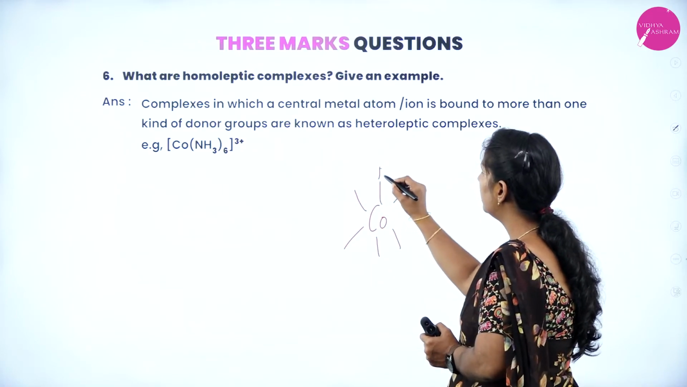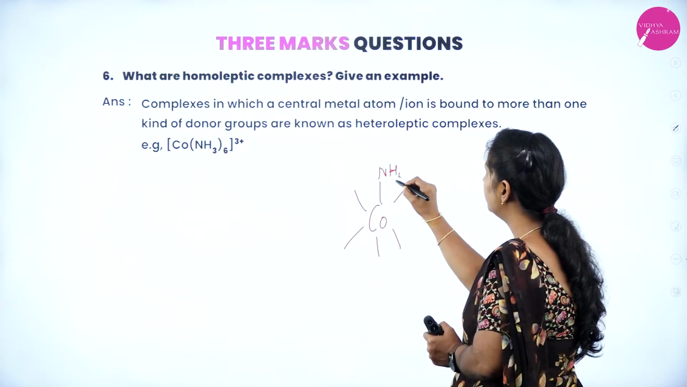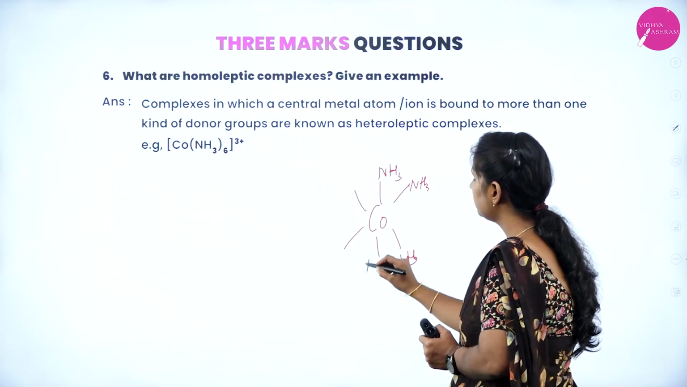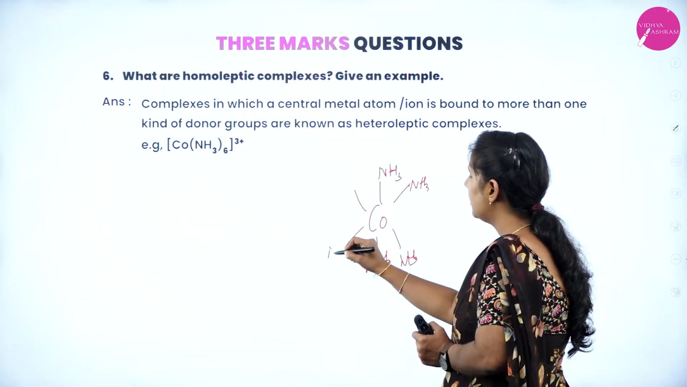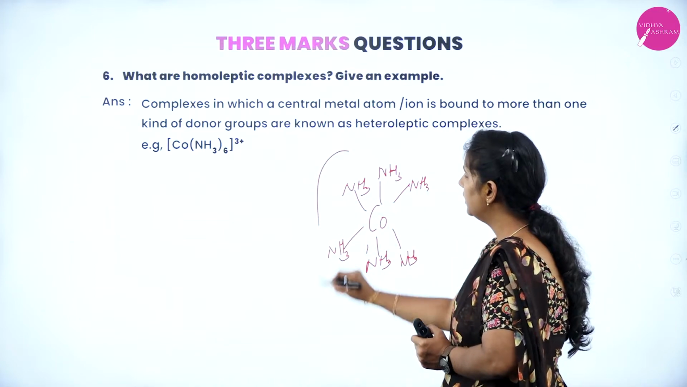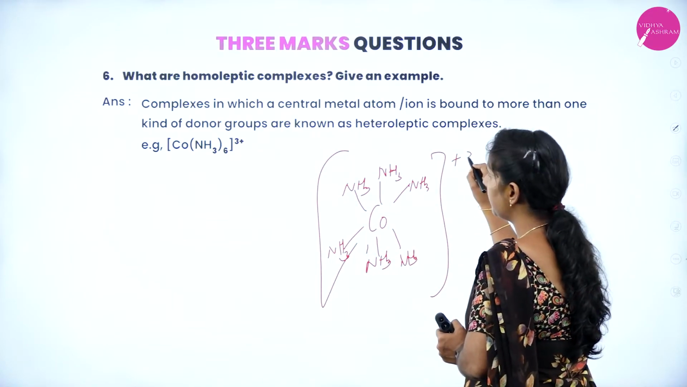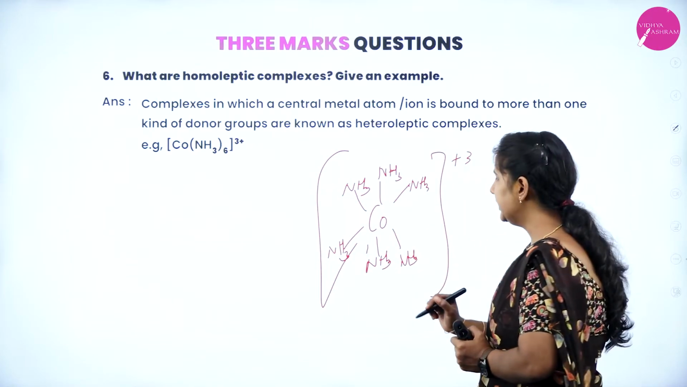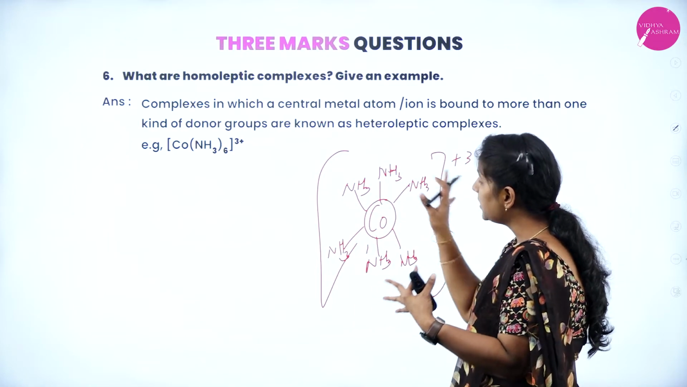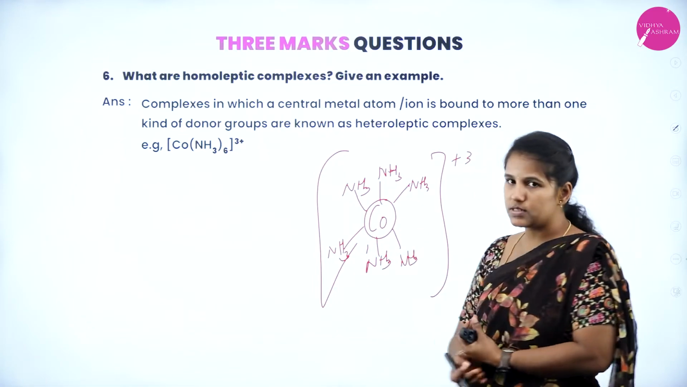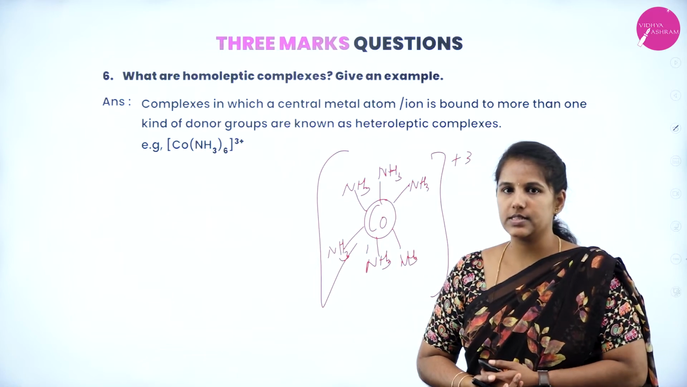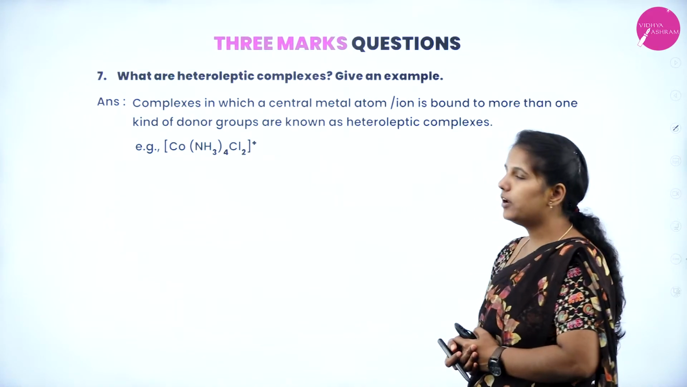So, I can give you the example of cobalt, which is surrounded by 6 amino ligands, NH3, NH3, NH3, NH3, NH3, NH3. The total charge of this complex is +3. So you can see that this is a central metal atom surrounded by 6 same type of ligands ligating towards the central metal atom. Hence, it is known as homoleptic complex.